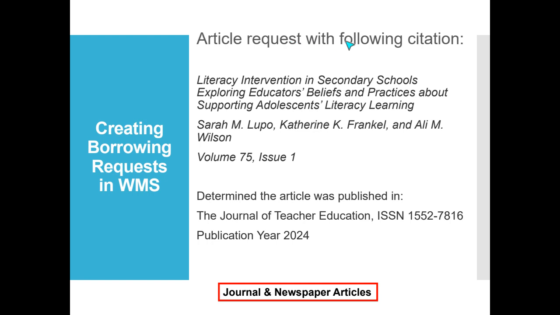Now here's an article with a citation that I received, just to go over articles. We are going to go over a little bit, it looks like, unfortunately. So I'm going to try to rush through this part. This is an article request that I got. I had the title of the article, the author, and the volume, but they didn't provide what journal it was published in or when it was published. So I went ahead and Googled the title in quotes, and I came up with the Journal of Teacher Education with an ISSN and a publication year of 2024.